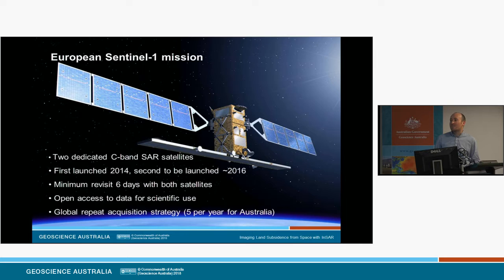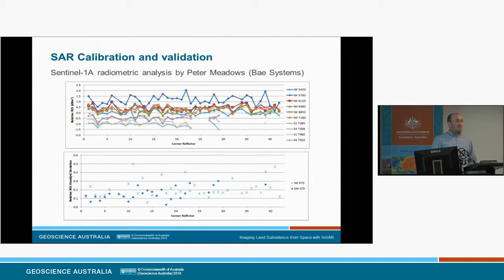And in Australia, there's been a commitment at this time for 5 images per year over the full Australian landmass, so that's quite exciting. But we've actually sold the corner reflector infrastructure that we've deployed as a calibration validation tool to the Europeans, and they've been evaluating that infrastructure for ongoing cal-val of that sensor, and that's great for us because it means that there'll be a lot more images than 5 per year acquired over the Surat Basin. So this is very, very good news for ongoing monitoring of this region.